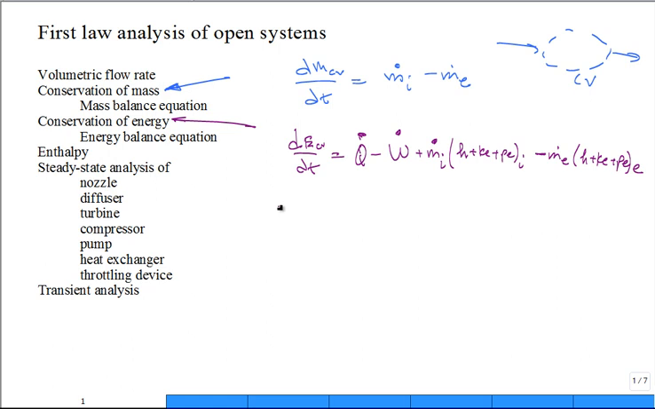Those big equations can now be applied to a lot of problems. A lot of the problems are steady state. If it's steady state, what happens to this term and this term? Zero. And then you have a nozzle, diffuser, turbine, compressor, pump, heat exchanger, throttling devices. A lot of these are also one inlet, one outlet. If one inlet, one outlet, then mass flow rate in is equal to mass flow rate exit. Just dispense with the subscripts. It's just m dot.